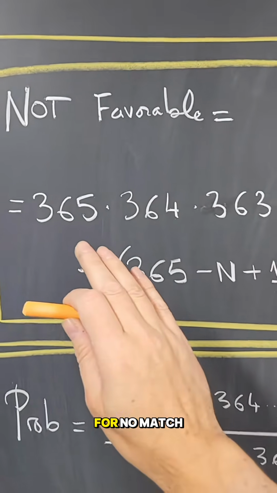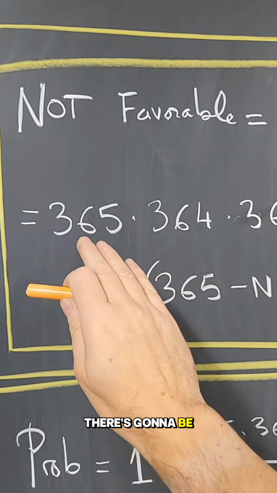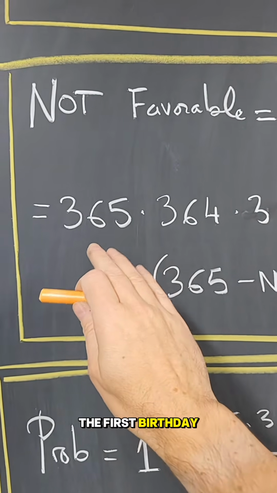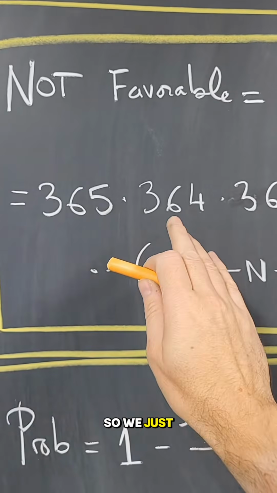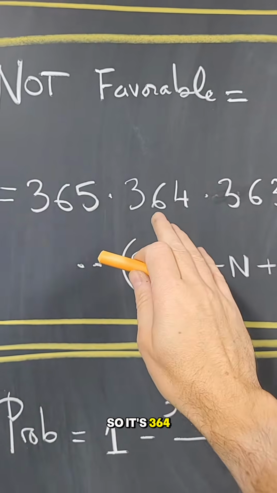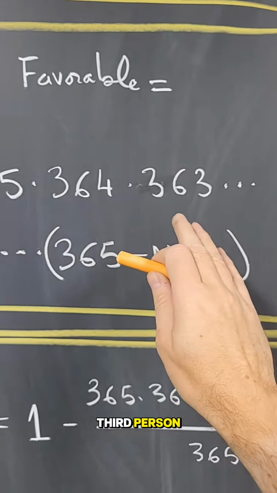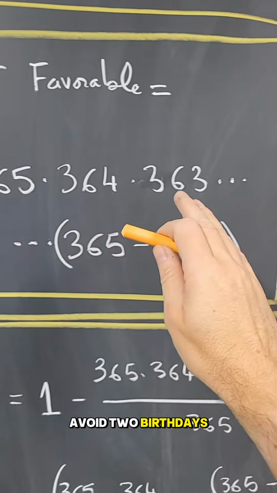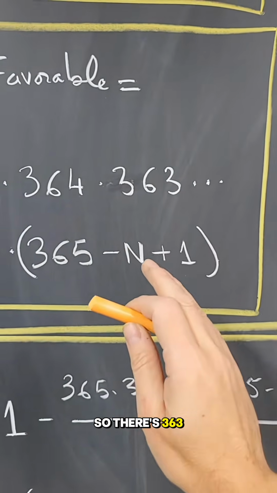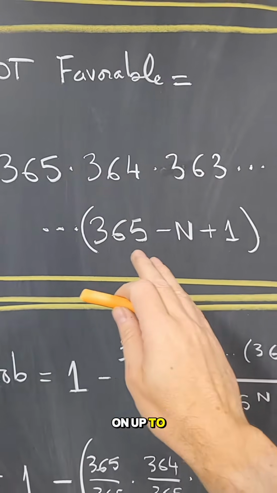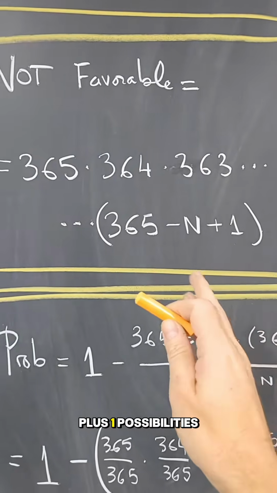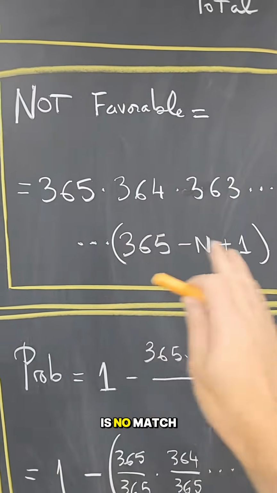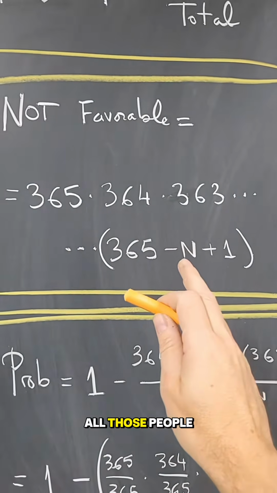So for no match, there are going to be 365 choices for the first birthday. Now, for the second one, we don't want to match that one, so we just have to avoid one. So it's 364 choices. For the third person, we have to avoid two birthdays. So there are 363 cases, and so on, up to the nth person, where there are 365 minus n plus 1 possibilities, so that there is no match at all among all those people.